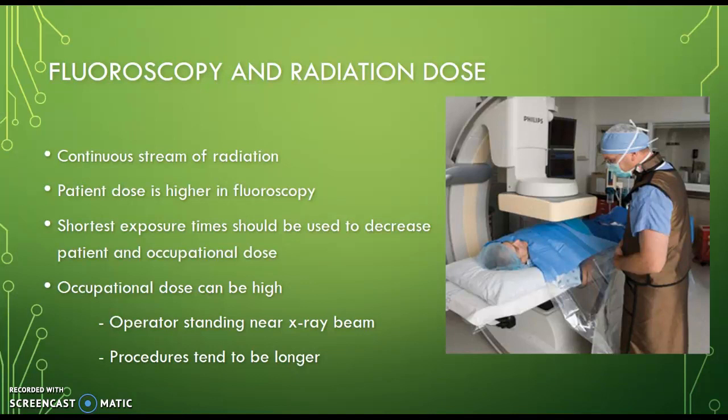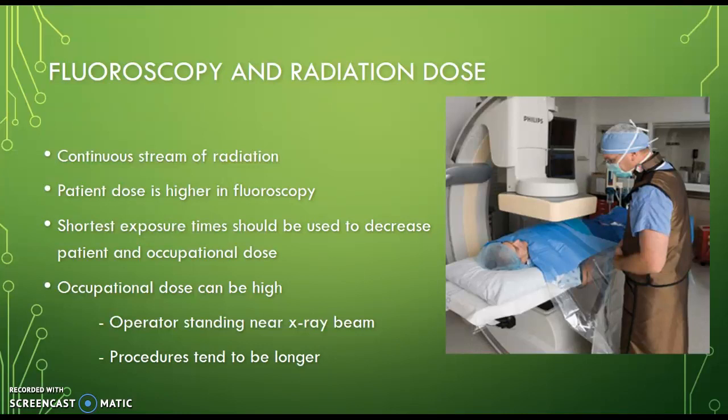Radiation dose in fluoroscopy tends to be relatively high compared to other modalities. In order to produce the live image, there has to be a continuous stream of radiation passing through the patient, which can either be pulsed or continuous. The patient dose is higher than in other modalities, as well as the occupational dose. This means that the shortest exposure time for any given procedure should be used to decrease patient and occupational dose.